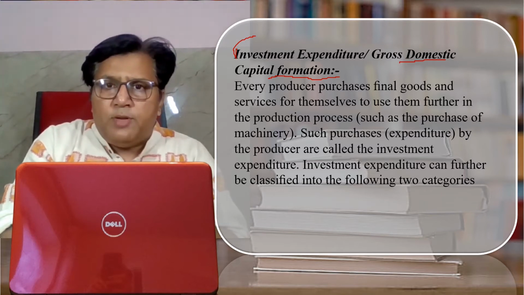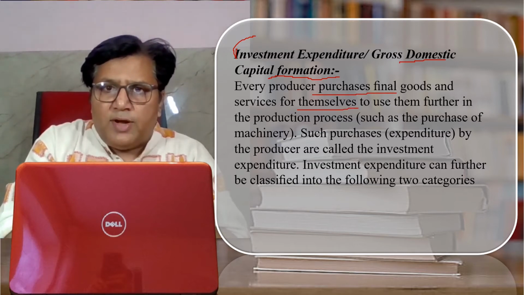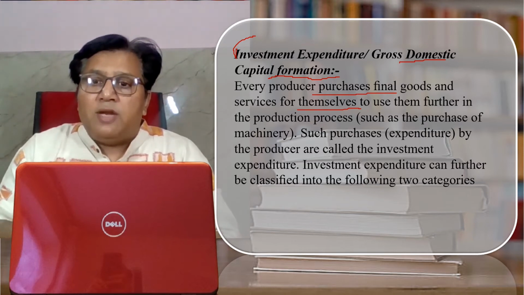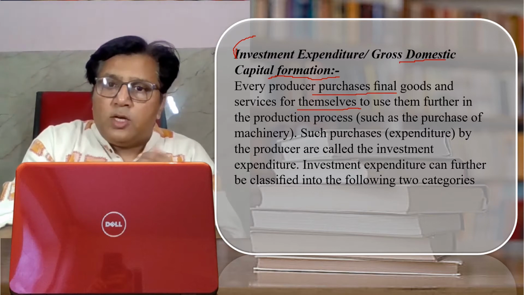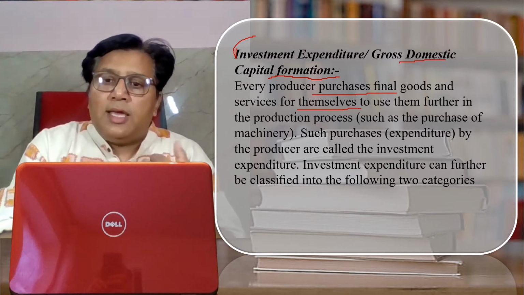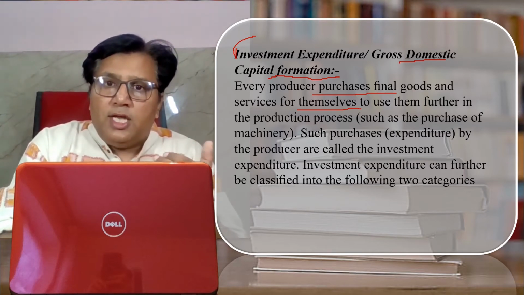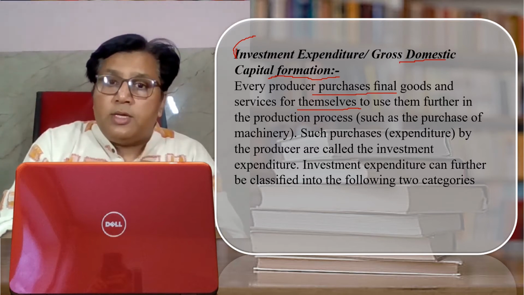We know that every producer purchases final goods and services. Why are they purchasing the final goods and services? So that they can avail the benefits in the future. So investment on final goods and services by the producers, by the government, by the household, so that they can avail the benefits or earn huge profit in the near future is called investment expenditure or gross domestic capital formation. Investment expenditure can further be categorized into two categories. What are those two categories? Let us see.